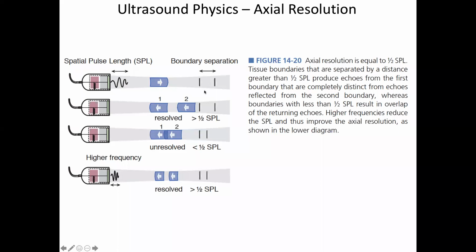Since there are two interfaces here, this pulse will cause a reflection when it passes this point, and it will cause a reflection when it passes this point. Those two reflected waves are coming back at the fundamental frequency, let's call it 1 megahertz. So I have a 1 megahertz signal coming here and here. And if the two interfaces are far enough apart in terms of the size of this pulse width, then you will get two independent signals detected.